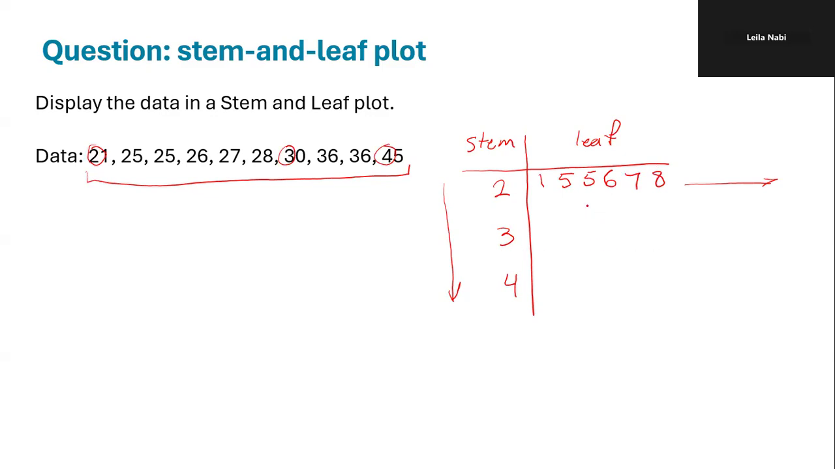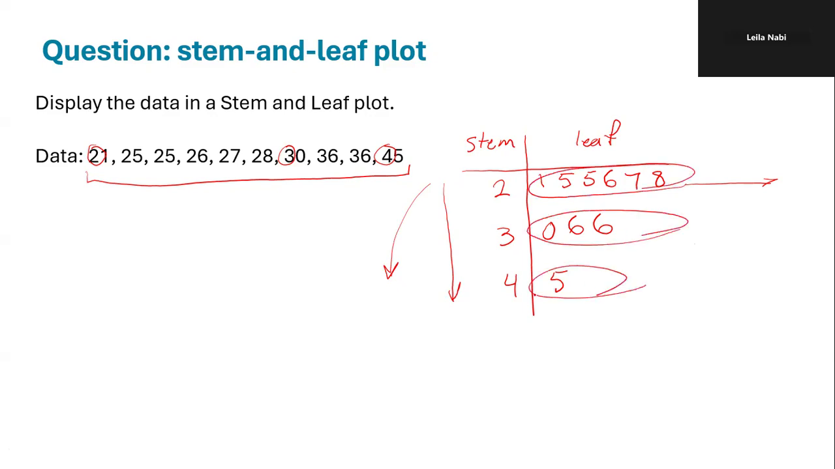For numbers that start with 30, I have a 0, which is 30, 6, and 6. For 40, I only have one number, which is 5. And I'm done with the stem and leaf plot. The only thing that's important is that you need to keep the numbers in order, in the stem and in the leaf. No repeating in a stem, but all the numbers must be in the leaf. And if you flip this plot 90 degrees, you will see it creates bars that give you the shape of the distribution.